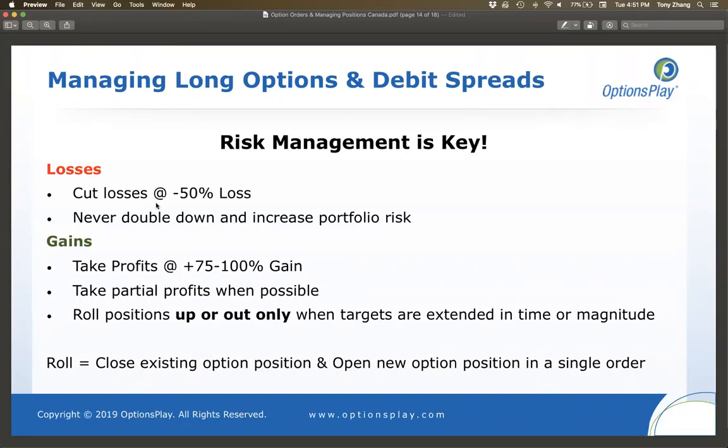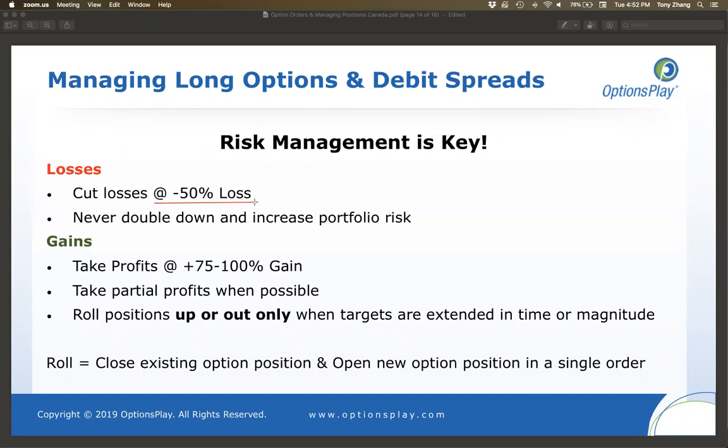Number one, you want to cut losses when you've lost 50% on any single trade that you've purchased. So on an option that you've purchased, a call or a put or a debit spread, if you bought it for $1 and it's trading at 50 cents or less now, it's time to cut your losses and move on. Because if you've lost 50% on a long option, that means the expected move that you had on that stock or ETF did not materialize. And it certainly did not materialize fast enough. So it's time to cut your losses.